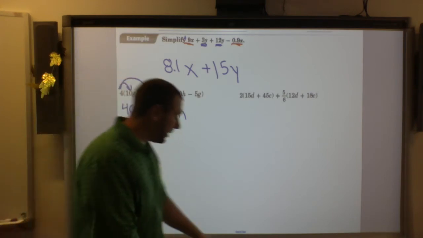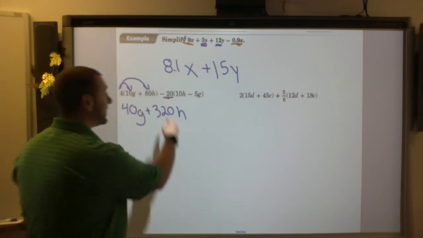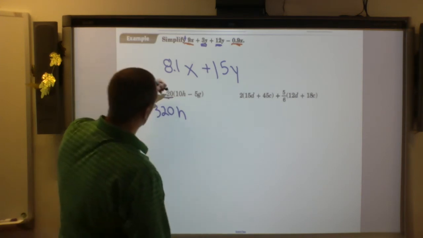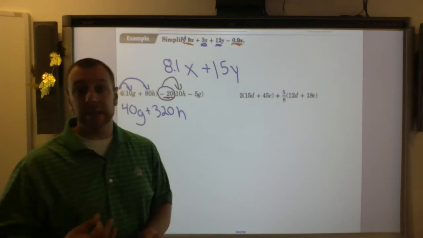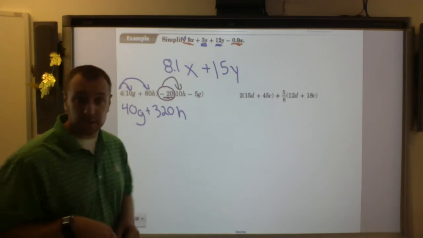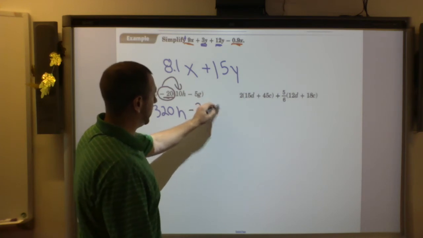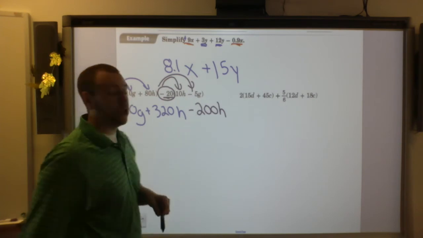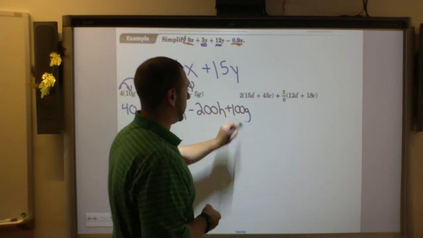Now, I have to do the same thing for this 20. But the trick with this 20 is it is negative. It is negative 20. So I have to take the whole negative with it and distribute it. That is the most common error that I see while talking people through these problems. So a negative 20 times a 10 is negative 200h. A negative 20 times a negative 5g, negative times negative is a positive 100g.